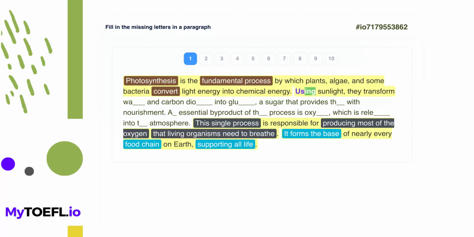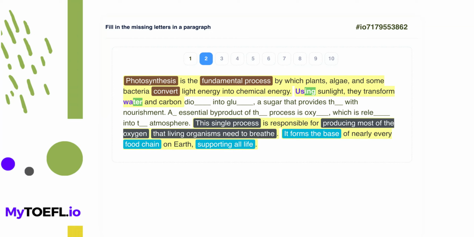Moving on to the second blank in this sentence. Using sunlight, they transform water and carbon blank into glucose, a sugar that provides. The question provides the letters W and A, and contains 3 missing spaces. The text lists the ingredients needed for photosynthesis. We know from general knowledge and the context of biology that plants need a liquid source alongside carbon dioxide. The given letters indicate a very common substance found in nature. Therefore, the answer is water.